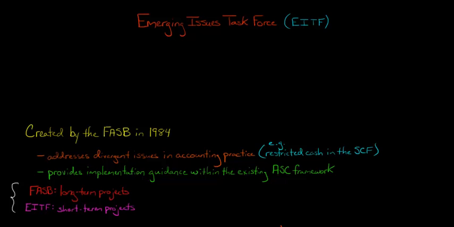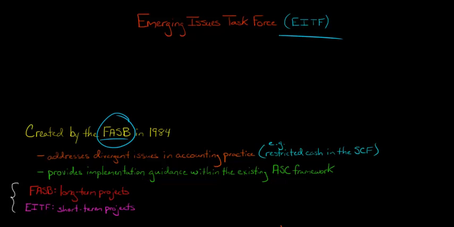In this video, we're going to discuss the Emerging Issues Task Force, which is otherwise known as the EITF. So the EITF was created by the Financial Accounting Standards Board in 1984. And if you remember, the FASB is the organization that's in charge of making the accounting standards for the U.S. So the FASB makes U.S. GAAP, and they've created this EITF to help out.